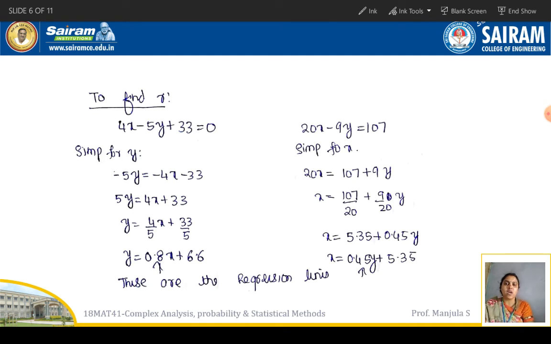Next, we have to find the correlation coefficient, it means the r value we have to find. To find this r value, anyhow they have given the regression lines.